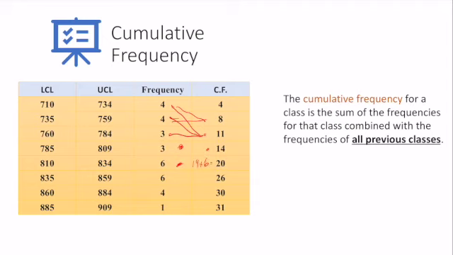And then I have 20 plus 6. Let me write this out so we can see that, because it's 26. I have 26 plus 4, and then I have 30 plus 1. Okay, so that's how we got our cumulative frequency table.